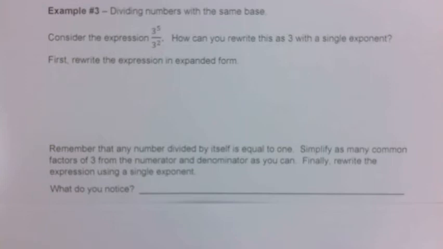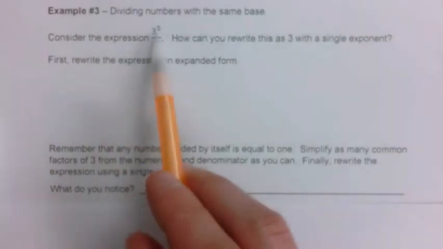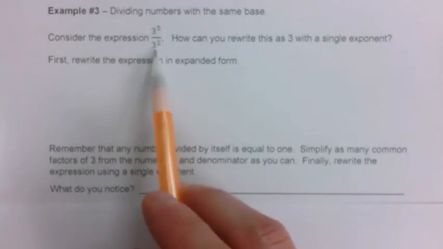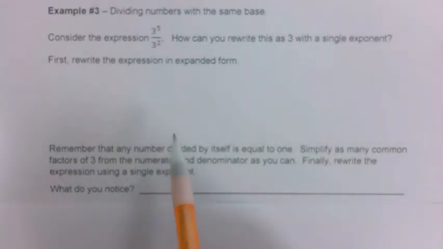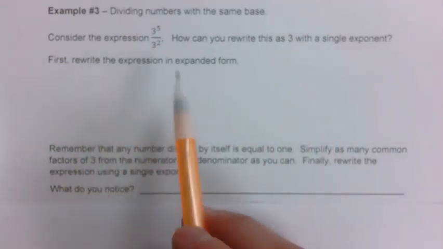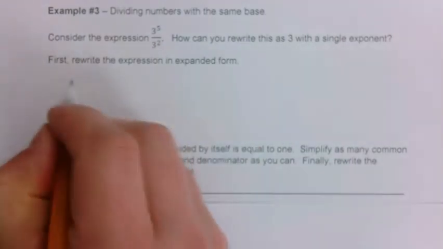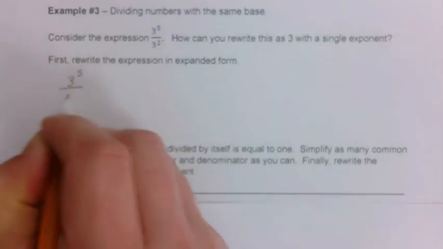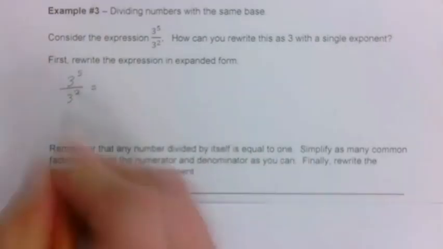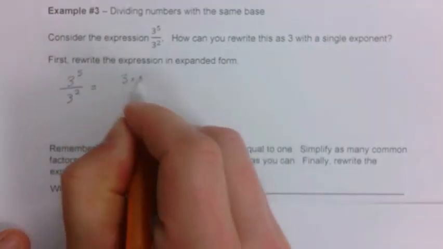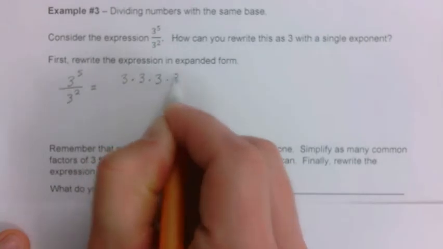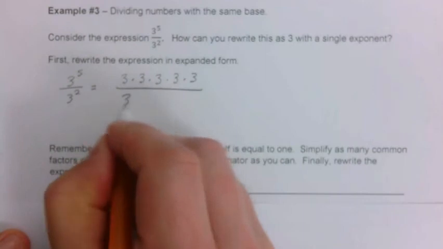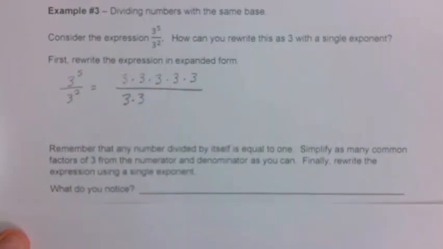For our next exponent property, we're going to be dividing numbers that have the same base. This time our expression says 3 to the 5th power divided by 3 to the 2nd power. How can you rewrite this as 3 with a single exponent? All right, well, first we're going to rewrite the expression in expanded form. So we have 3 to the 5th power over 3 to the 2nd power. 3 to the 5th power is 3 times 3 times 3 times 3 times 3. And that's all going to be over 3 to the 2nd power, which is 3 times 3.